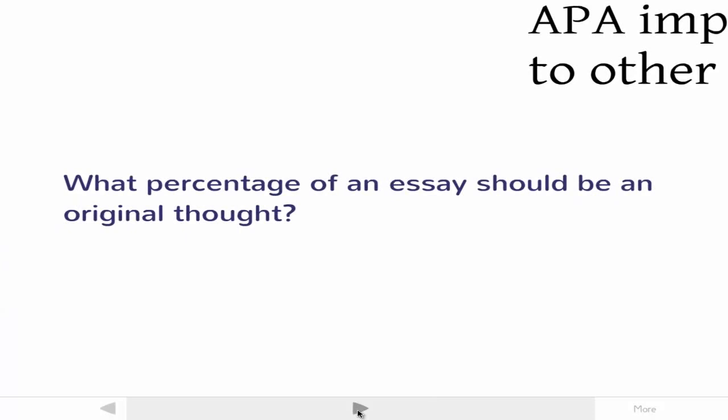What percentage of an essay should be an original thought? There are many opinions regarding this issue, but as a general rule, I ask my students to provide at least more than half of what they say as an original thought, and that's, in my personal opinion, quite low. But what we want to try to avoid is every single sentence being a citation. Students should express their own voice in their own words and their own thoughts throughout the essay, and the expert opinions are inserted to support their argument.